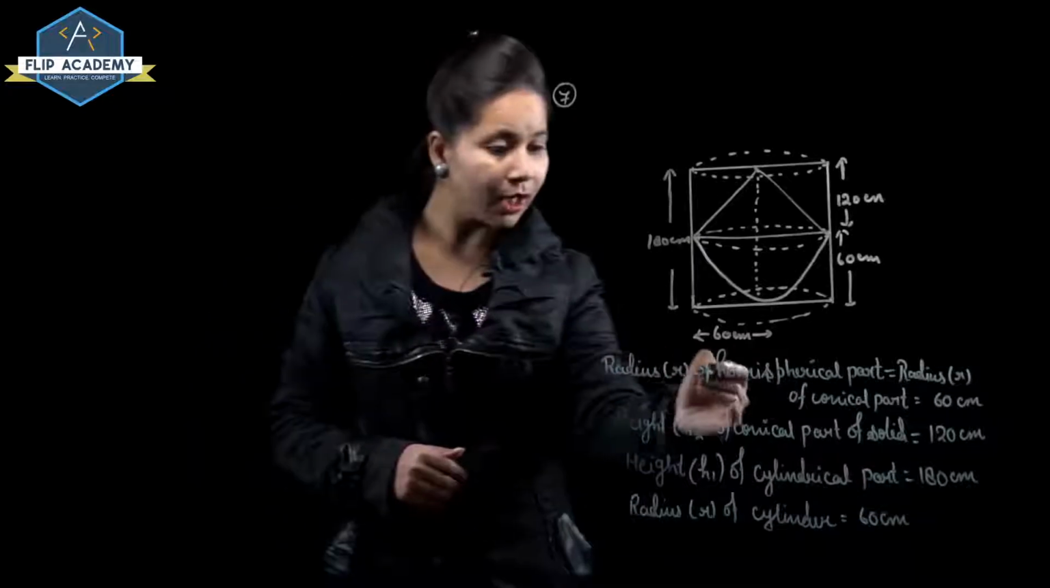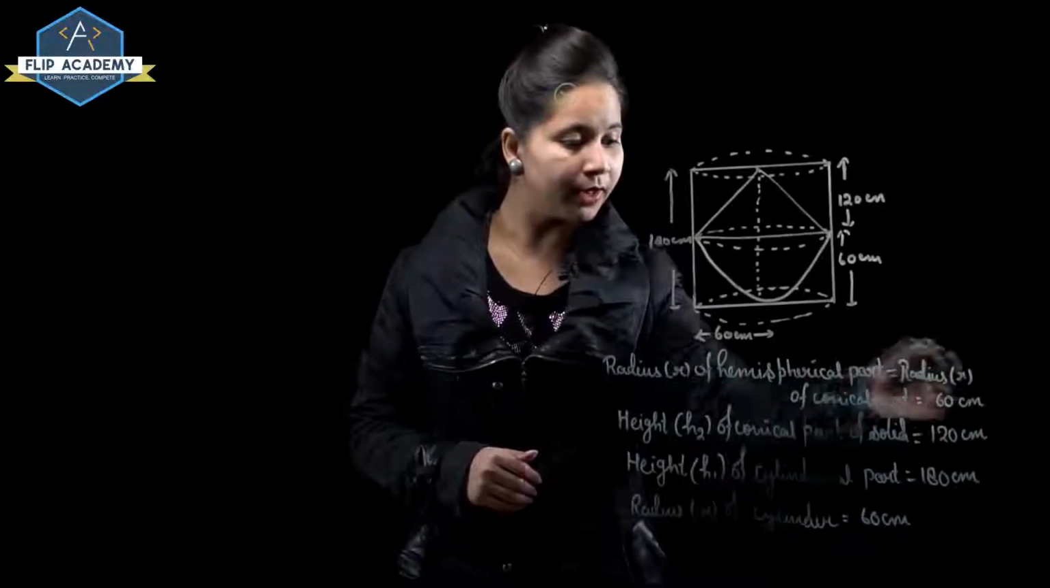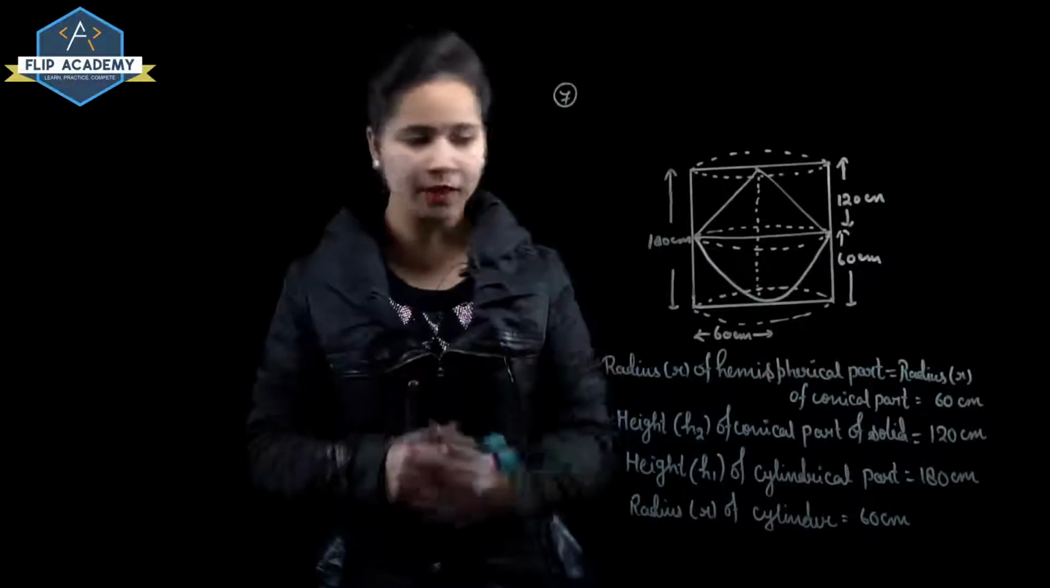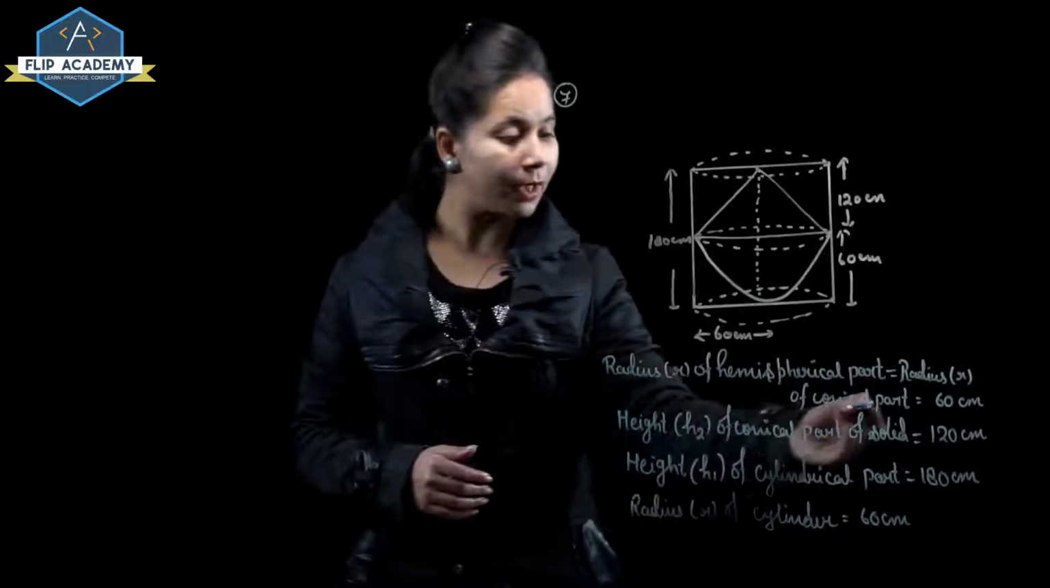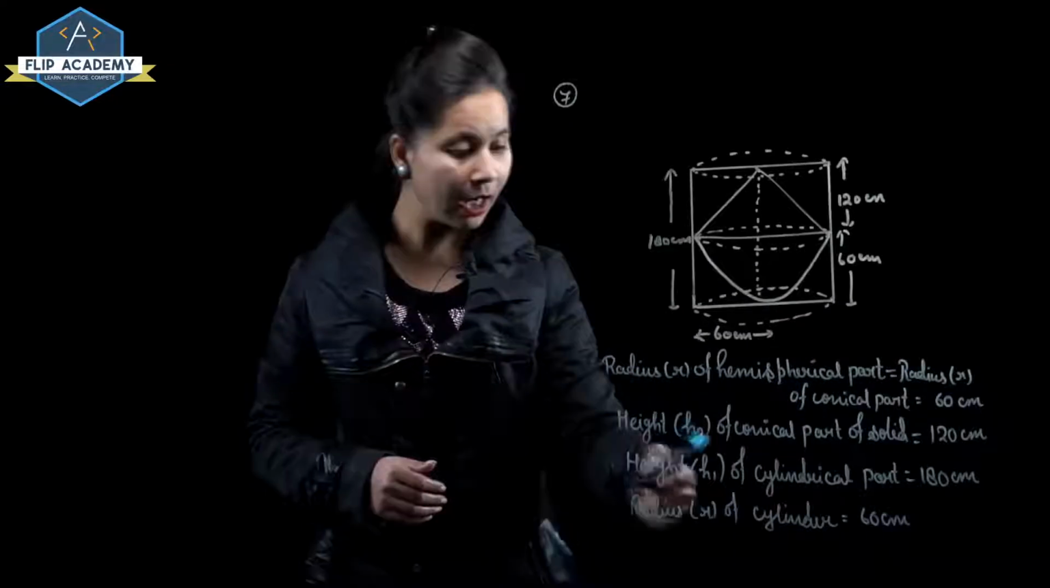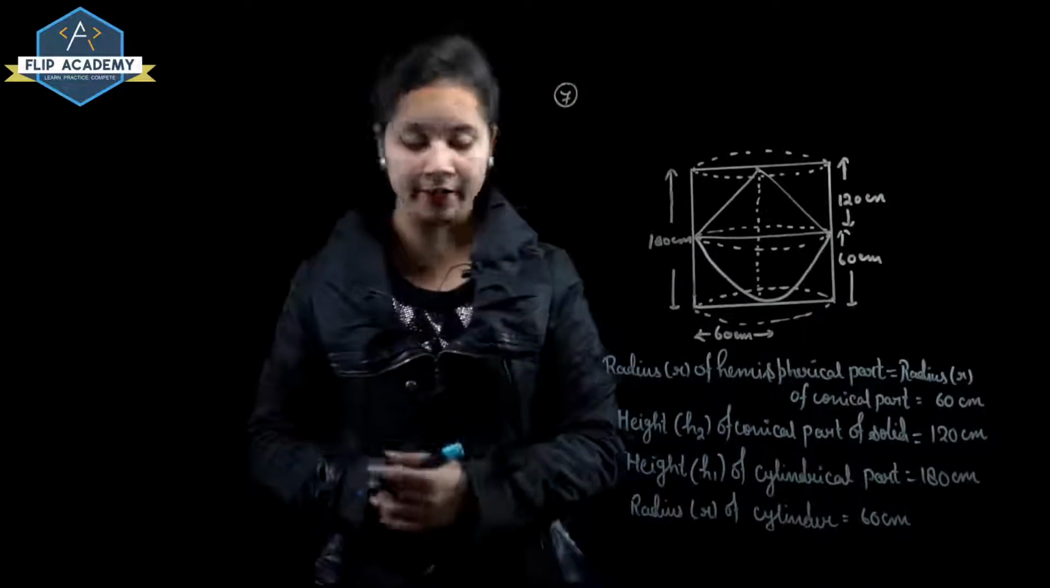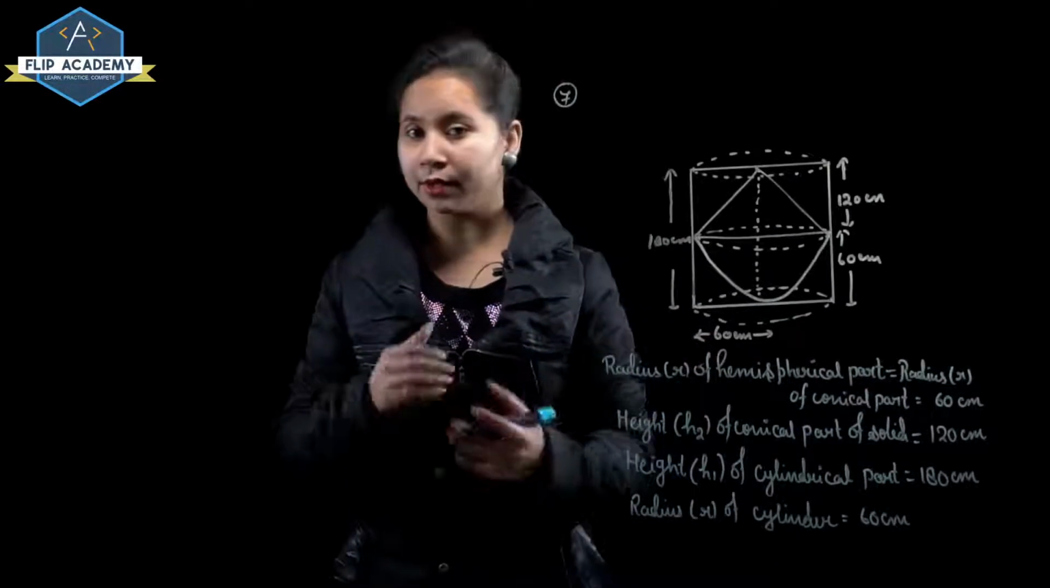Now, radius r of hemispherical part equal to radius r of conical part. हमने मेंशन कर दिया and it is equal to 60 centimeter. Similarly, height of conical part equal to 120. Height of cylindrical part equal to 180. Now radius of cylindrical part equal to 60 centimeter.